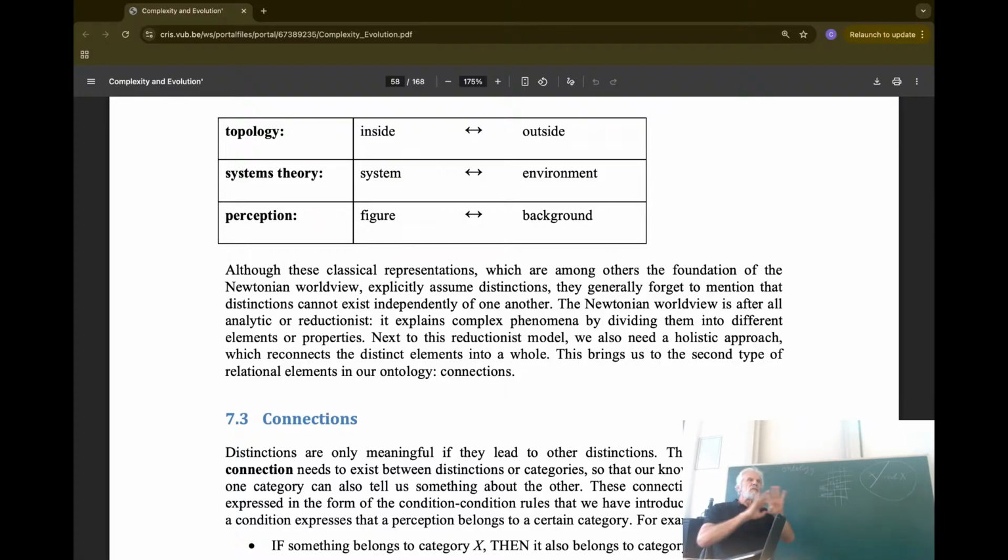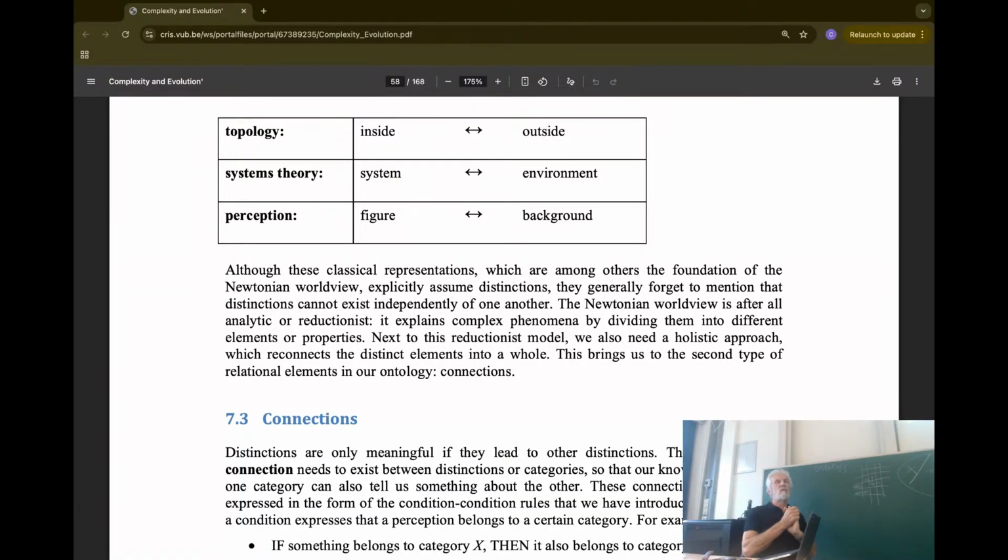So the distinction is something we will find in any representation, in any worldview, because without distinction you can't do anything. So in the Newtonian worldview, we find distinctions because the Newtonian worldview starts by analyzing everything into objects, which eventually are consisting of particles, and each particle is a distinct thing that is at a distinct position at a distinct moment of time. So distinctions in the Newtonian worldview, that's the basis. So we need something more than distinctions. What we need more is what I call connections.